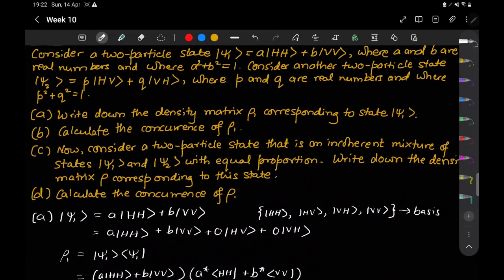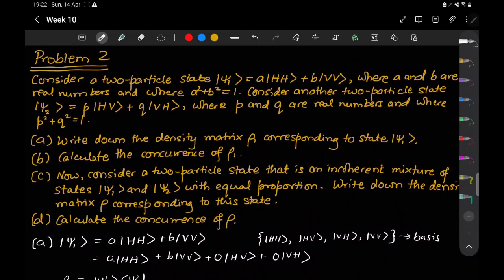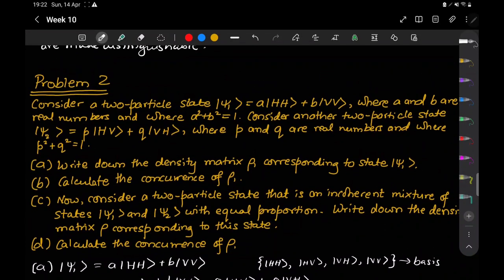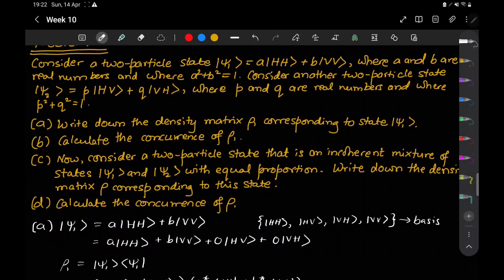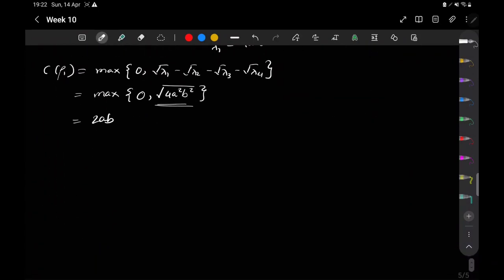Moving on to the next question, we need to consider an incoherent mixture of the states psi1 and psi2 with equal proportion, and we need to find out the density matrix. So psi2, let me write down first, is this, and let's first find out the density matrix for psi2.